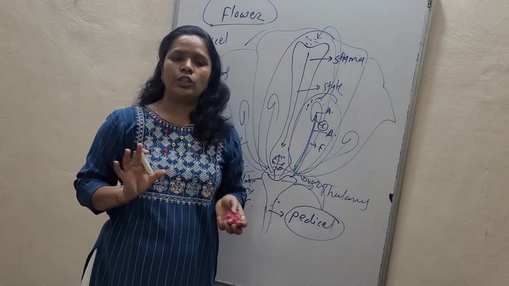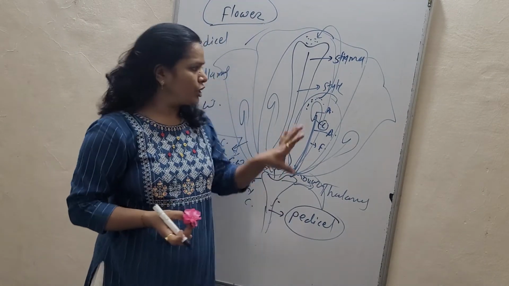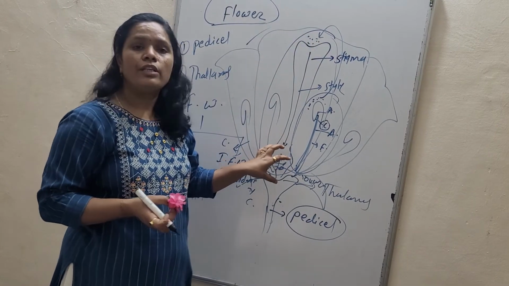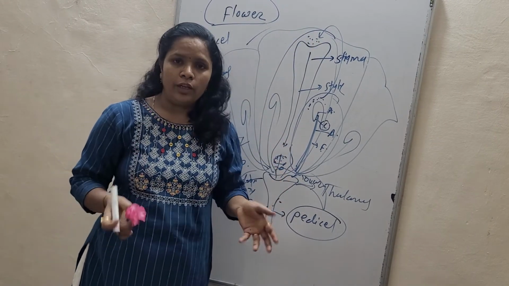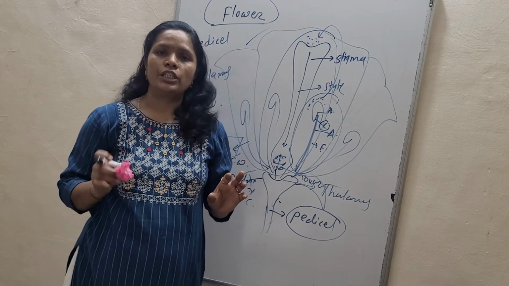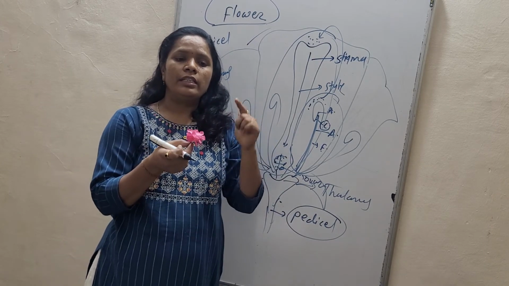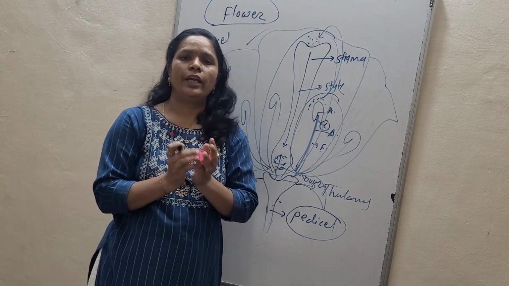And what is the function of the ovary? After fertilization, the ovary converts into the fruit. This is the last permanent change. The flower is converting into the fruit. Okay, thank you all.